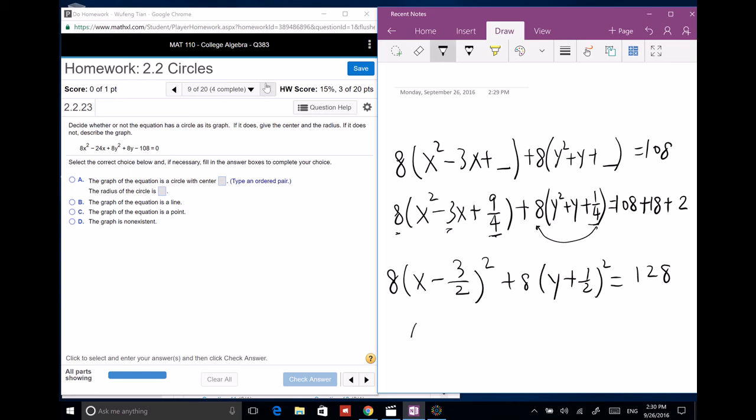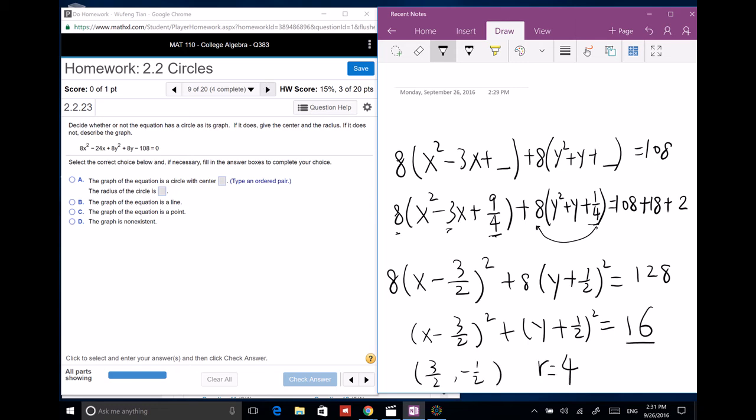You get (x minus 3/2) squared plus (y plus half) squared equals 128 divided by 8, which is 16. Now we have the center is (3/2, -1/2). The radius is the square root of 16, which is 4. Okay, so that's how to do that one.